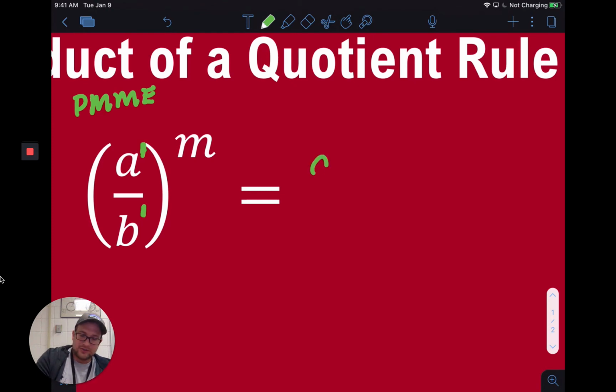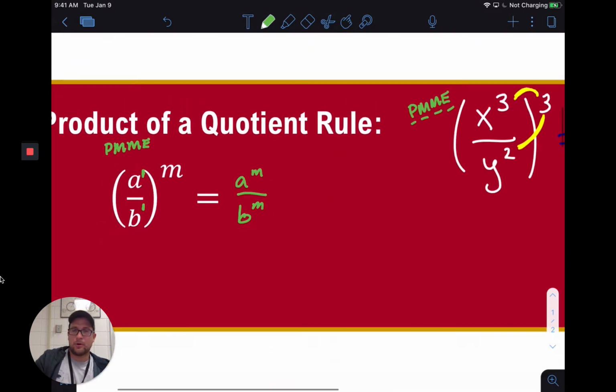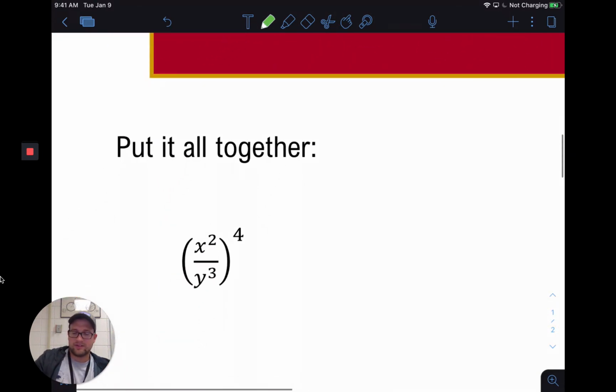1 times m is just going to give us m, so that will be our numerator of the fraction, and our denominator is going to be b raised to the m power. Let's take a look at some other problems here to see what this looks like in action.